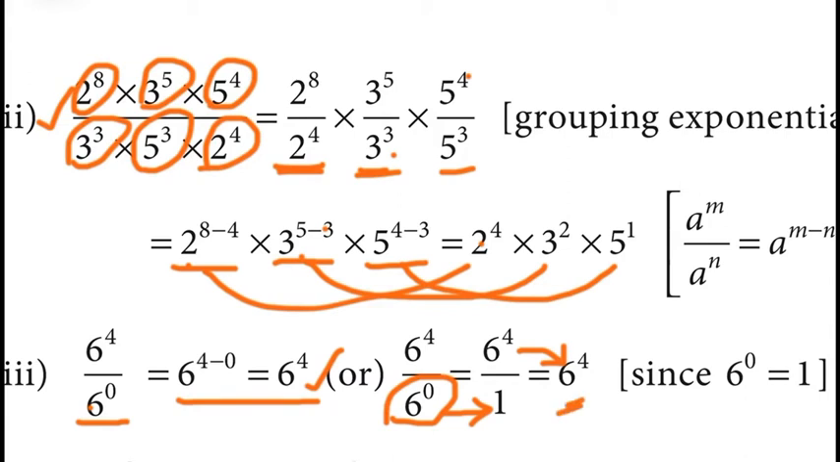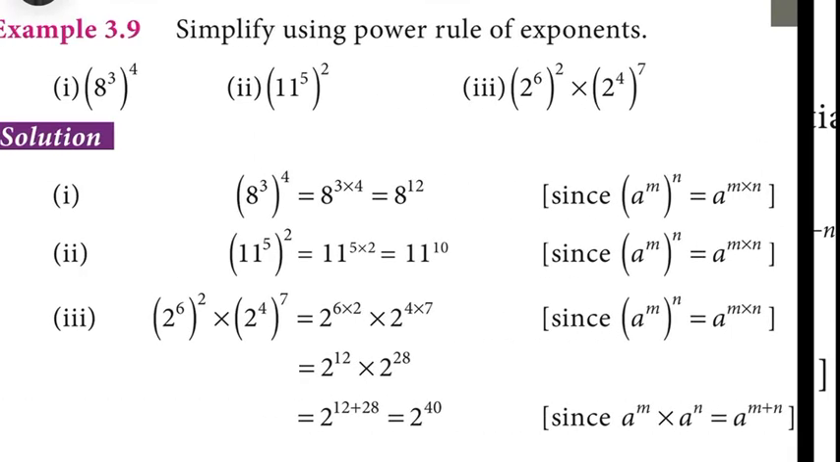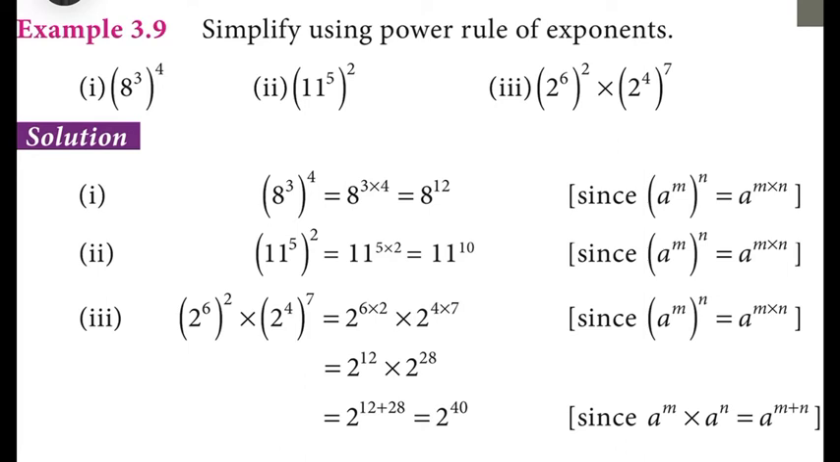Here we have two methods to solve this. Next example, again simplification. First one, 8 cube power 4. Here we have to use the power rule. 8 cube power 4. We can multiply the powers. Look at this. Here we are having the power rule.